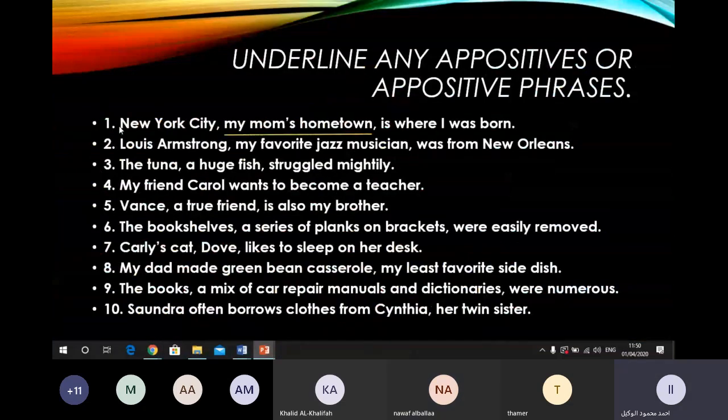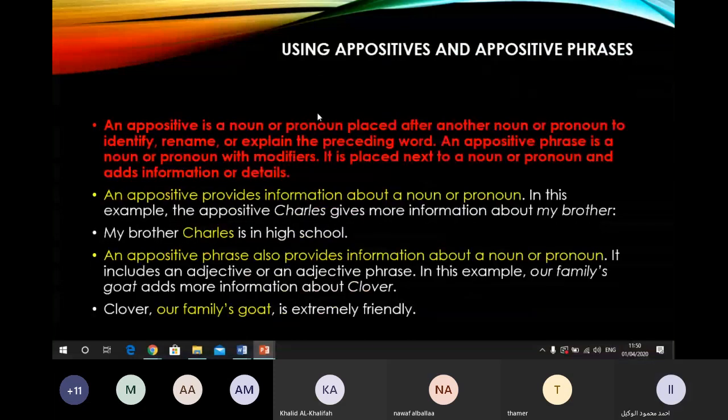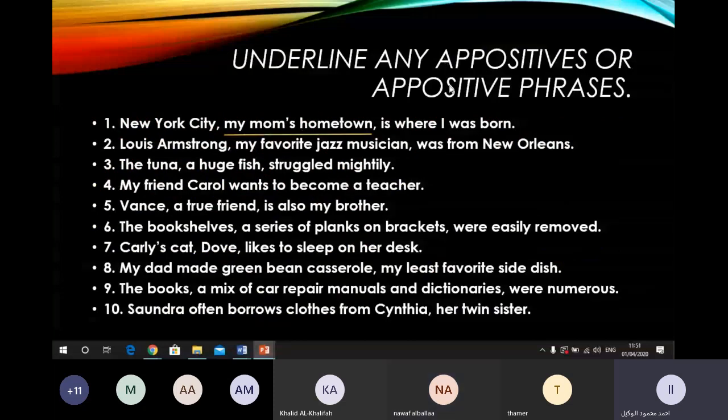So here again, New York City, my mom's hometown, is where I was born. So we have first in New York City, the first noun, and then you added modification to it. You added another phrase in order to identify it, which is my mom's hometown. So my mom's hometown here is considered to be an appositive phrase.